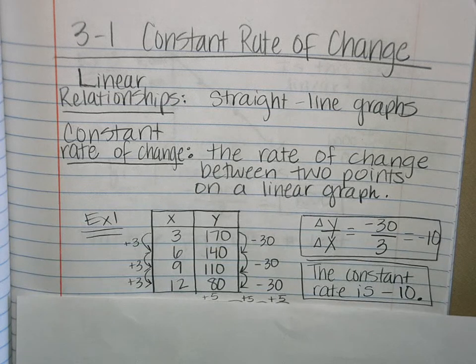So that means this graph, if I'm going to graph it, is going to be going down at a rate of negative 10. Question, Emma? Yeah, what's the triangle thing? That just means change.